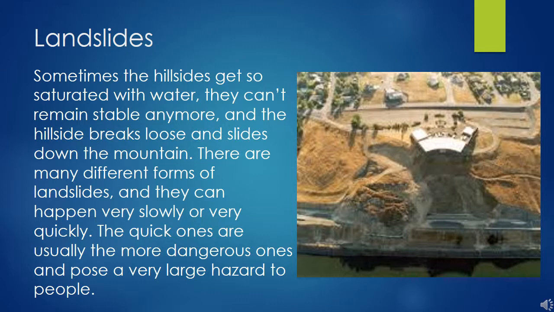Sometimes it isn't always very fast. It can move slowly, but then other times it does end up crashing down the mountain, and this can also cause flooding into populated areas.